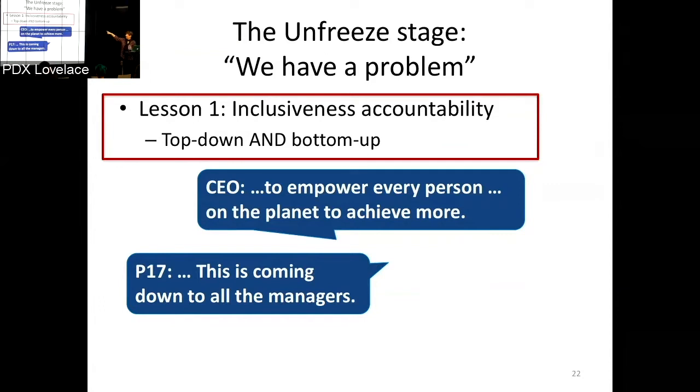But there's an important lesson to be learned here, and that is if you go after trying to make something more inclusive, somebody in a decision-making position needs to say, I care. Because if they don't say, I care, it's really hard for the people below to do stuff because it may not fit into their day jobs.